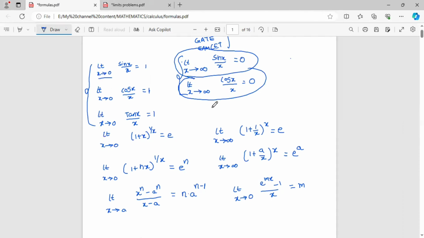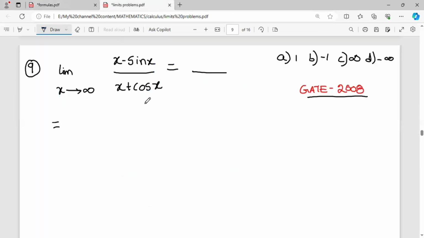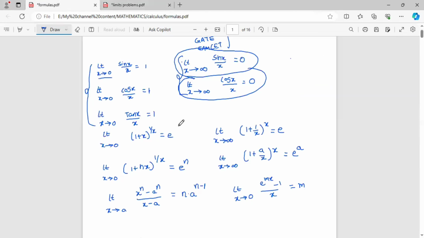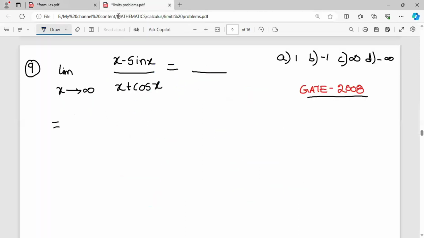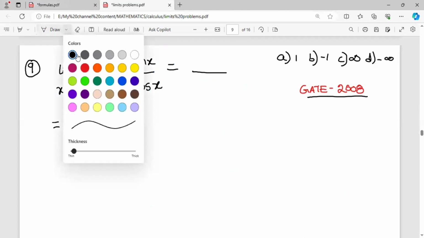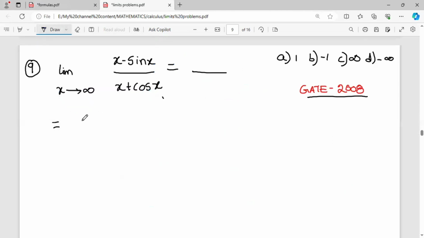For these relations, you may watch our previous video. We can get some clarity, or more explanation about the formulas also. In our channel, you can check the previous video. Now coming to this one. Limit x tends to infinity, you have to convert it into sin x by x form. Limit x tends to infinity, x - sin x.